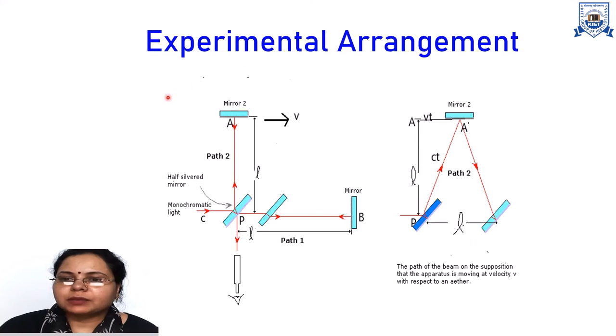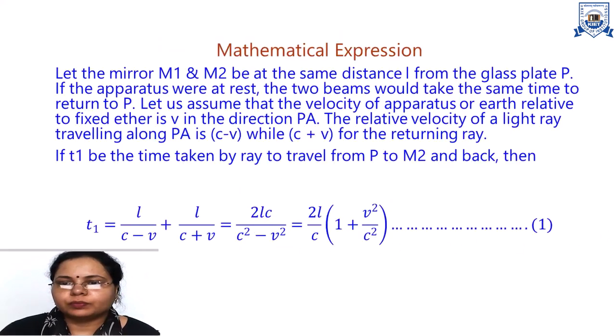So this complete experiment is based on the interference phenomenon. We have to calculate how many fringes are shown in the telescope. Let the mirrors M1 and M2 be at the same distance L from the glass plate P. If the apparatus were at rest, the two beams would take the same time to return to P. Let us assume that the velocity of the apparatus or earth relative to the fixed ether is v.